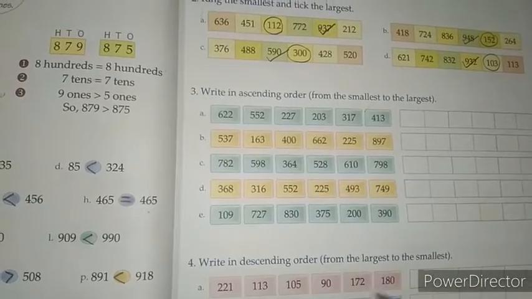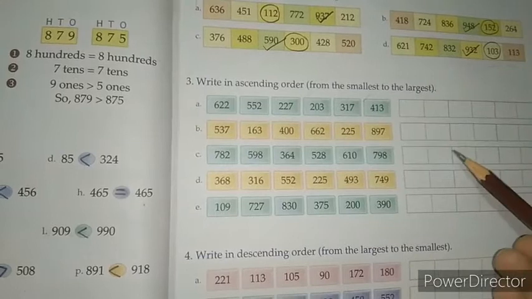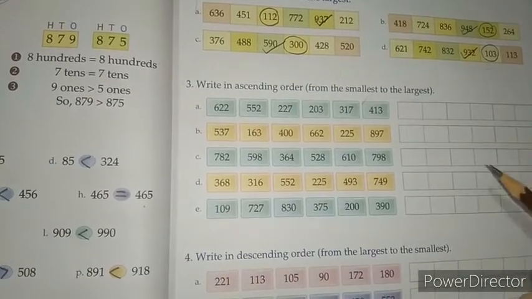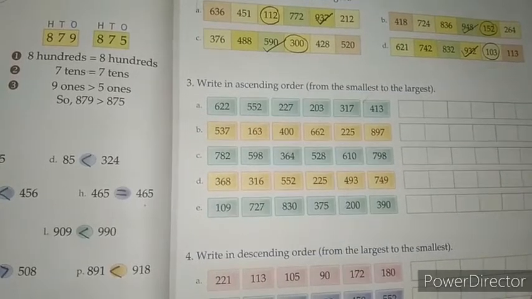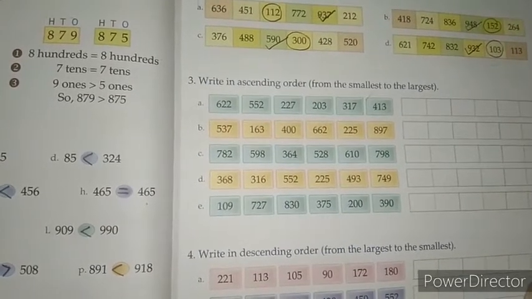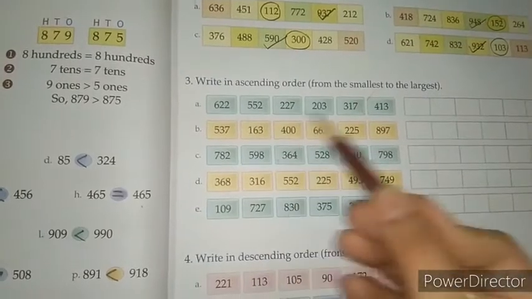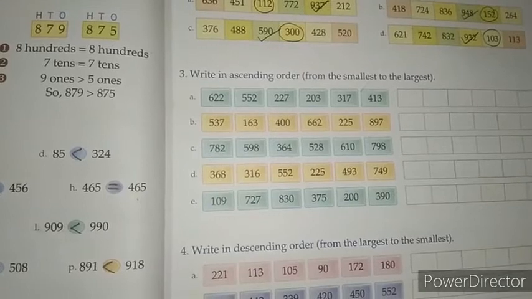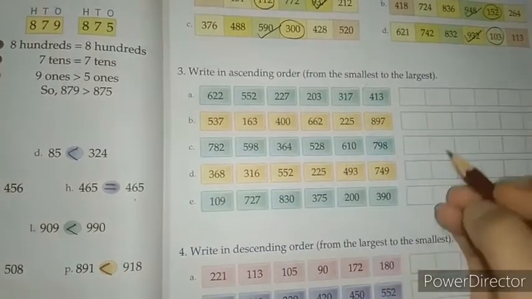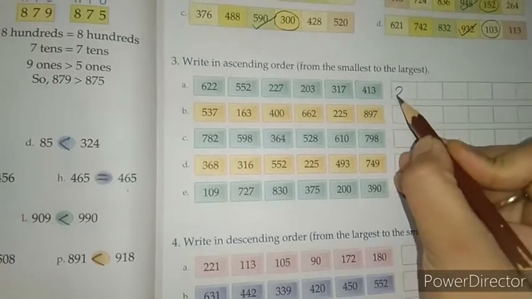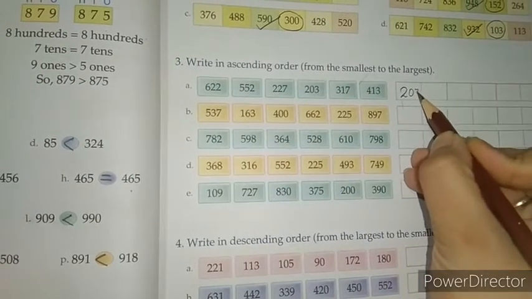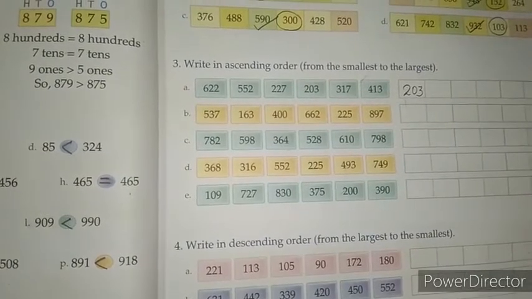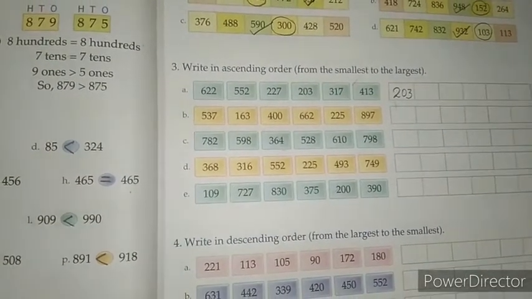Okay. Means firstly we will write the smallest number. After the smallest number we will write the largest. Okay, understood all of you? So students, look here, look in this pattern. Which is the smallest number in this series? Then 203. And students, write here and in good handwriting. Okay. Now tell me, after 203 which is the smallest number?